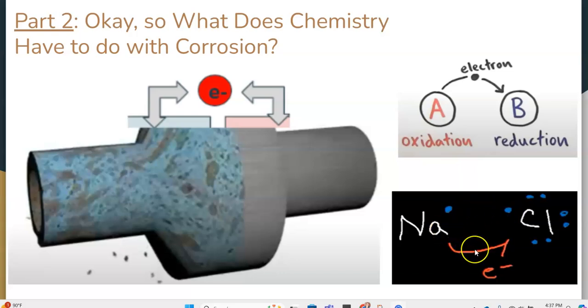We talked about stuff like this, but now the big question is, what does electron transfer have anything to do with corrosion? Because that's really, at the end of the day, what we have to learn about. And as an A&P mechanic, you may not care much about chemistry in and of itself, but you do care about corrosion and you want to know how to prevent it. So let's learn about how chemistry connects with corrosion.